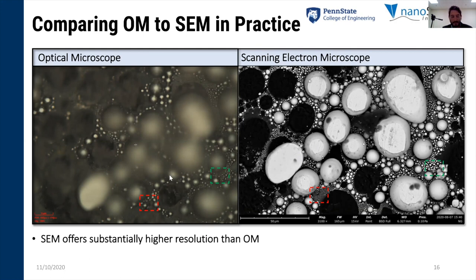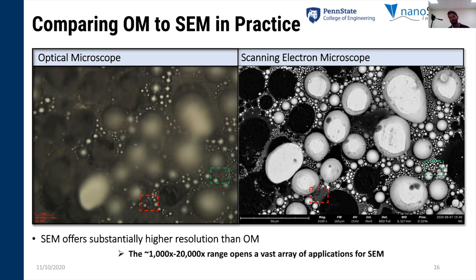And I should mention, this is the max magnification of the optical microscope that I'm showing you. So this is a 100x objective image, which is the standard max objective for optical microscopes. Whereas with the SEM, we're just kind of scratching the surface. I could zoom into this red box very, very easily and quickly, and we could zoom in even more if we would like.